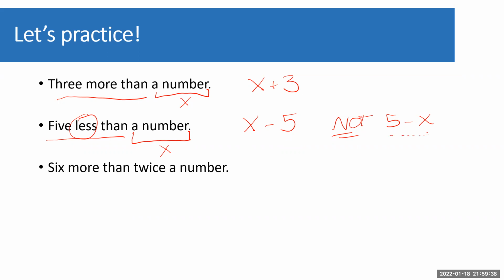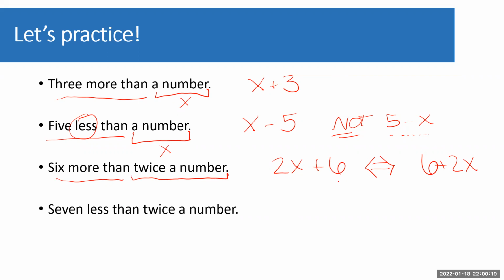Now we're going to make it slightly more complicated with 6 more than twice a number. Take these one bite at a time, okay? Twice a number, 2x. We're taking that number x and we're taking twice that. 6 more than means that we are going to be adding 6. You could also go either way, 6 plus 2x. Remember, addition can go in either order. So 6 more than twice a number is 2x, and we're adding 6.